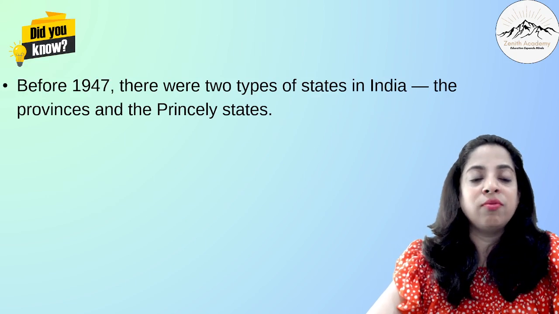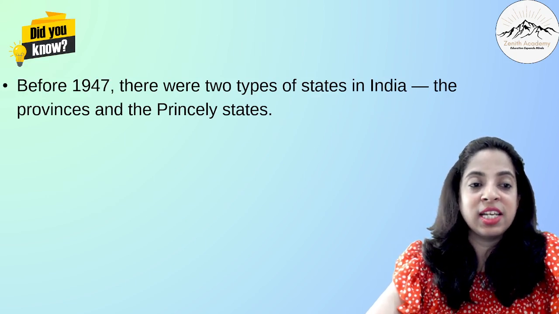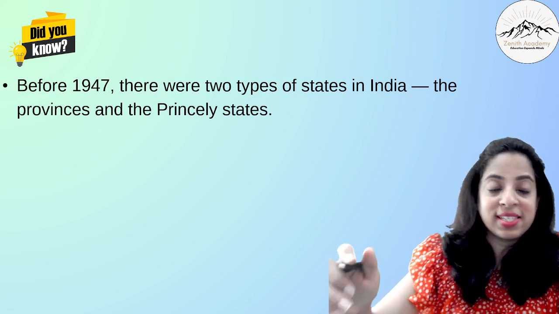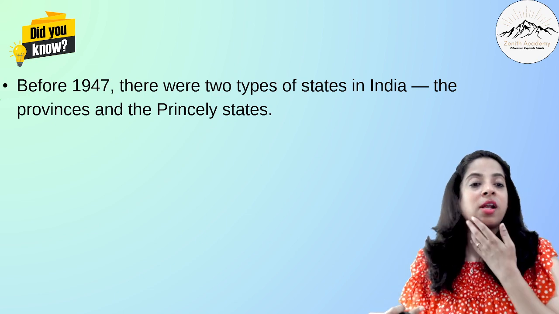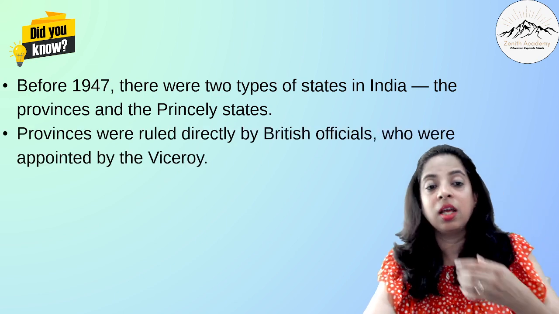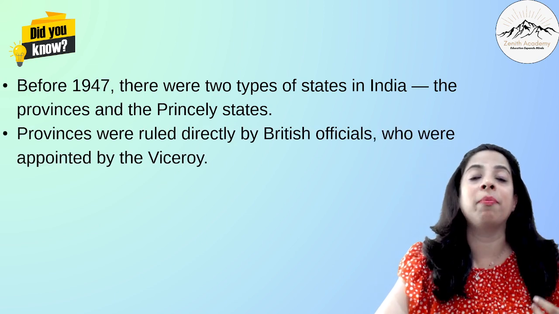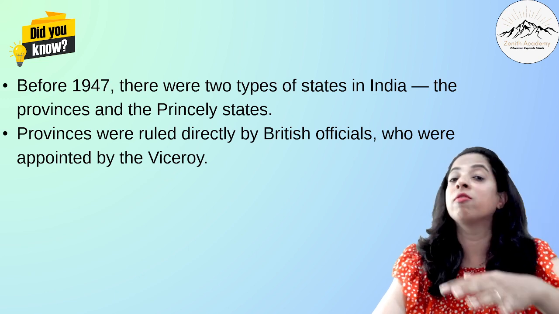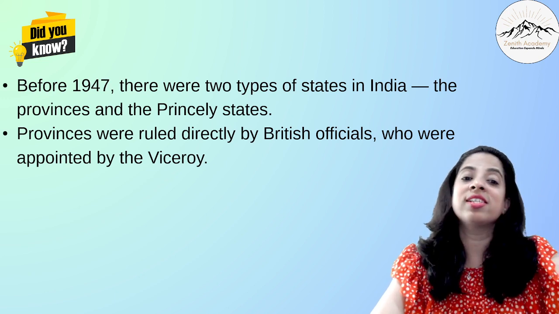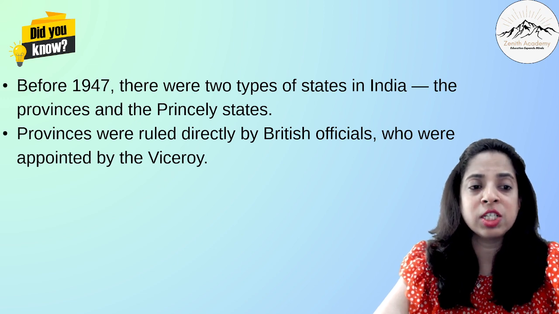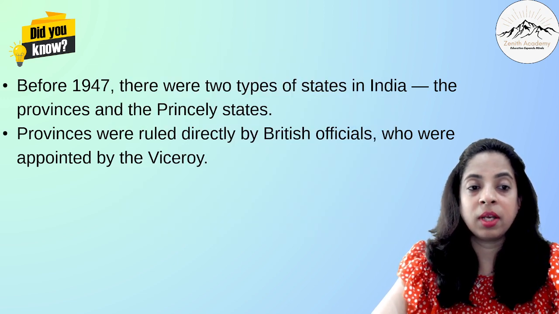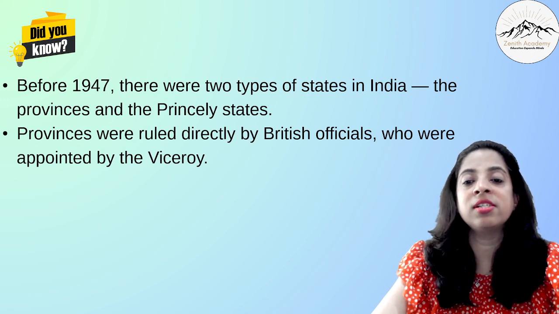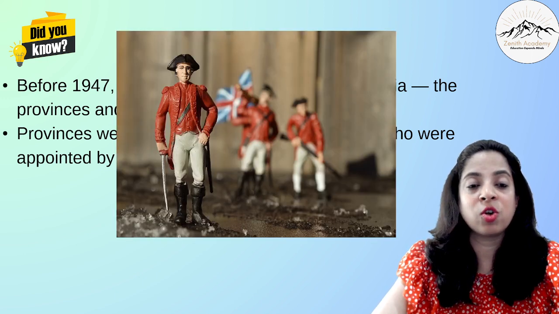Okay. Now, did you know that before 1947, there were 2 types of states in India, the provinces and the princely states? Very important. Before 1947, 2 types of states, provinces and princely states. Provinces were ruled directly by British officers because at that time India was ruled by Britishers. So, provinces were ruled directly by British officials who were appointed by Viceroy. Okay, provinces were ruled by British officers who were appointed by Viceroy.